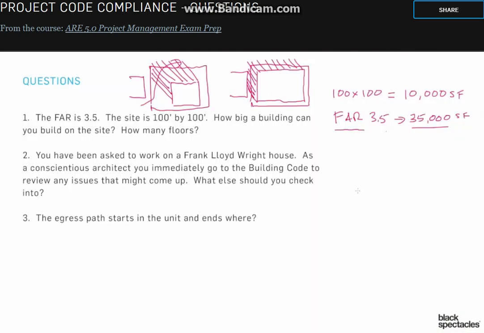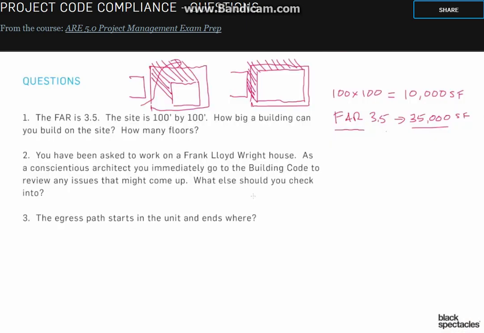Okay, number 2, you have been asked to work on a Frank Lloyd Wright house. As a conscientious architect, you immediately go to the building code to review any issues that might come up. And trust me, if you're working on a Frank Lloyd Wright house, there's going to be a bunch of issues that are going to come up. Stair riser heights and things like that are always kind of a mess on those buildings. They're beautiful, but they're always kind of a mess. So you're going to go to the building code, you're going to check out all the issues you should know before you get into it.